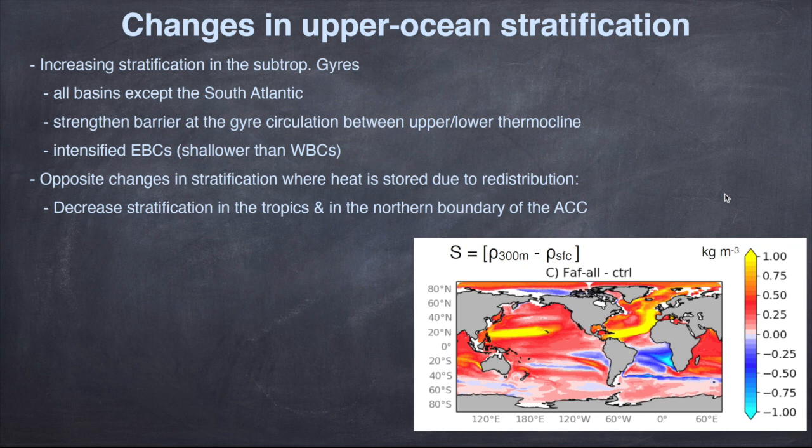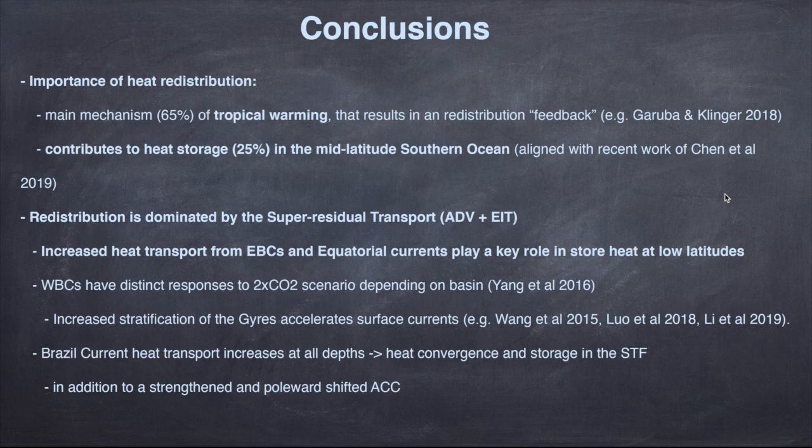And in the South Atlantic, where a lot of heat is stored, you can see that the stratification actually decreases, and also along the subtropical front. So in regions where you have heat storage due to redistribution, the upper ocean stratification decreases.